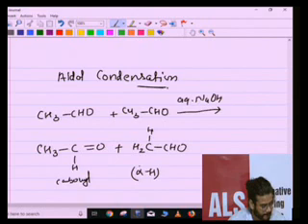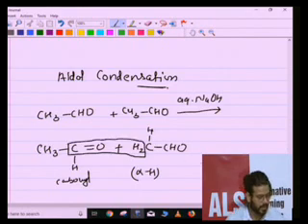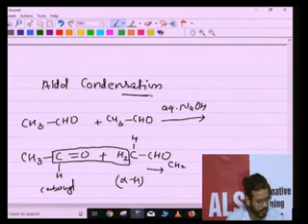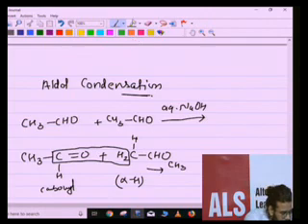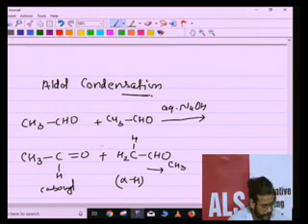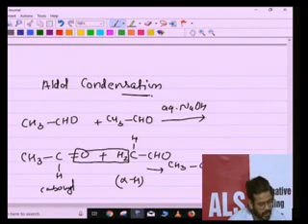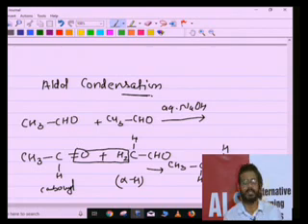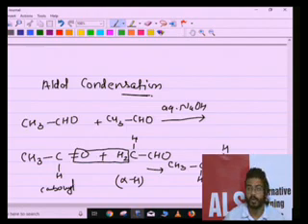Let me mark it again. I am removing a water molecule from this, and after the removal of the water molecule, I'll join both the carbons. There's a small mistake, let me correct it. I have to remove the water molecule only, not the carbon part. Now it's correct. The final compound formed here is CH3CH double bond CHCHO. This is a shortcut to find the product in two to three or five seconds in the examination hall.